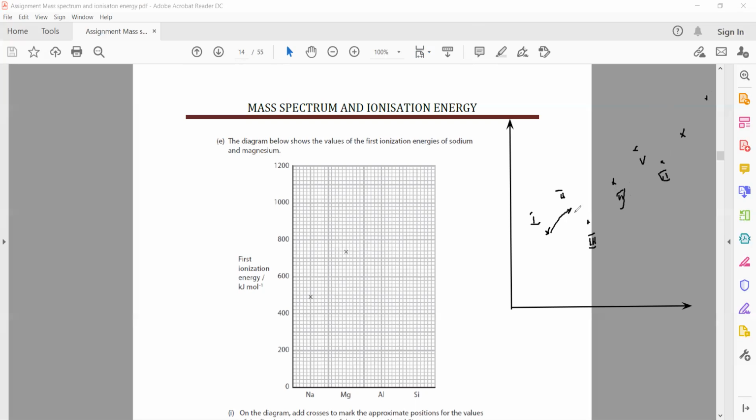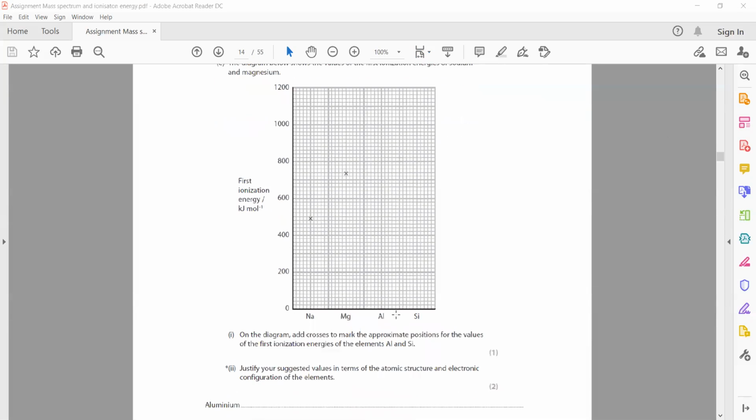So this is the pattern which it follows. This is group 1 sodium and second is magnesium. So aluminium should be between sodium and magnesium, and silicon, the fourth element, will be above. So if we are marking for aluminium it should be between, and if we are marking for silicon it will be higher.